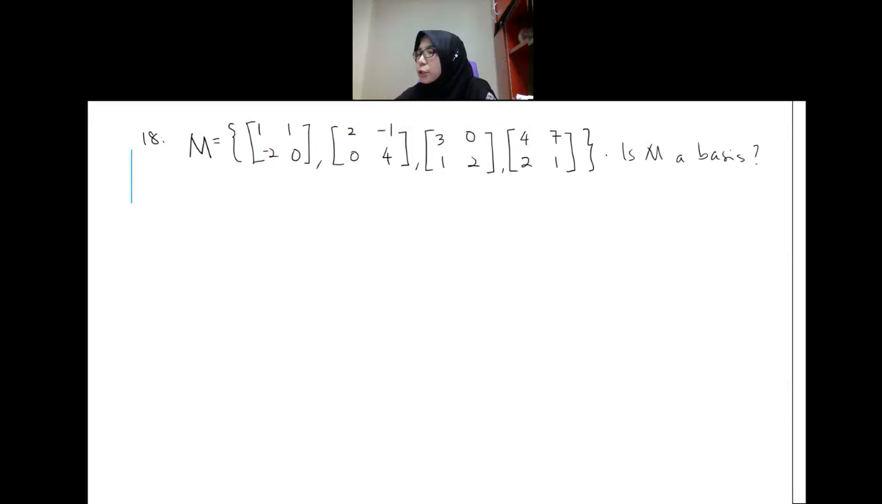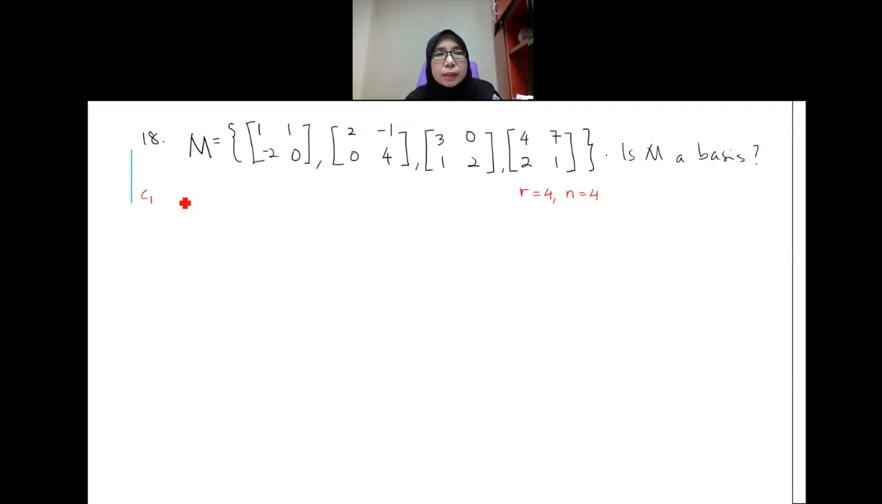This is the last question. Given a set of matrices, the vectors in a set M are matrices. So here our number of vectors here is 4. The dimension of M2 by 2 also 4. So again, we will deal with 4 by 4 matrix. Right, so write it carefully.